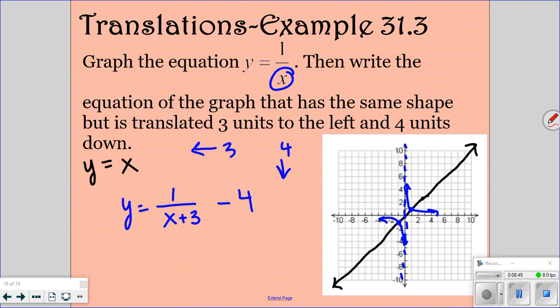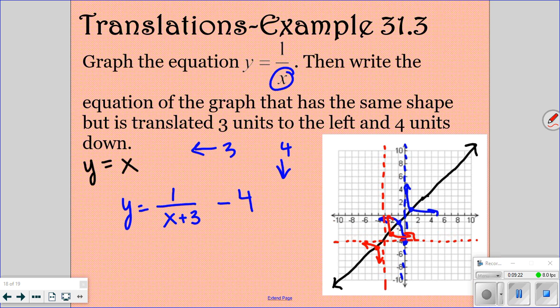I'm going to do this one in red. Our vertical asymptote is going to be shifted 3 to the left. And then our x-axis is going to be 4 down. So 1, 2, 3, 4. And then the same graph is going to happen. So the red would be the graph of the new equation. So that's how that one would work.